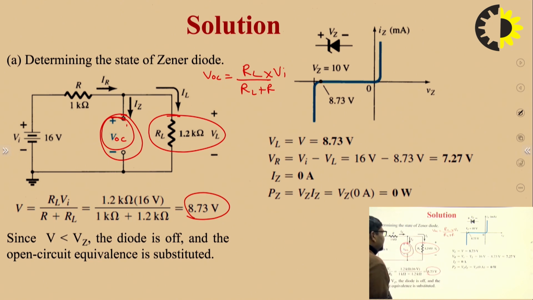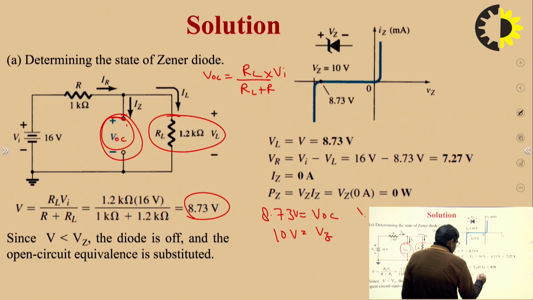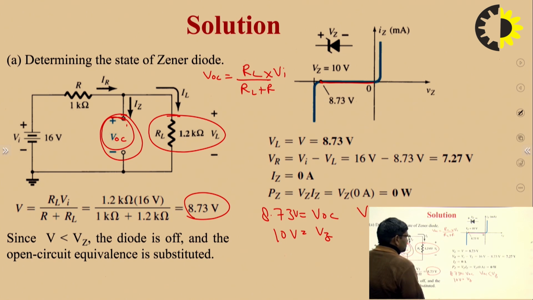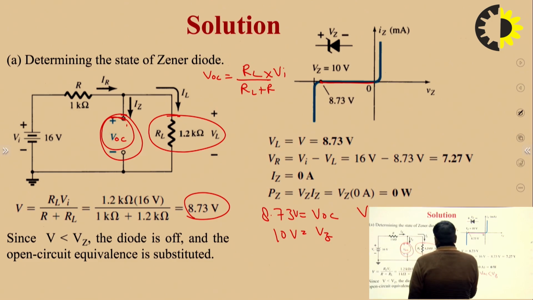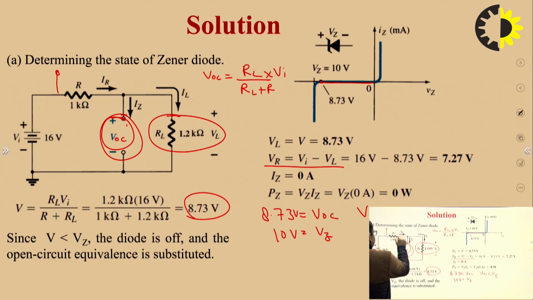So the open circuit voltage across the Zener diode is 8.73 volt, which is VOC, and the Zener voltage is 10 volt. We see that VOC is less than VZ, so that means the Zener current should be 0, so IZ should be 0. Then how much voltage appears at VR?